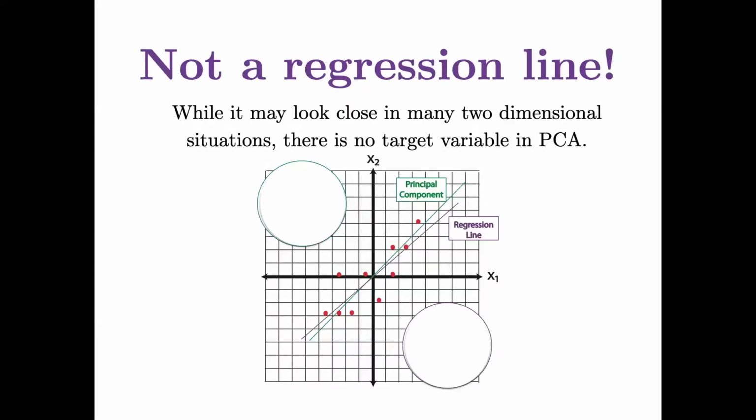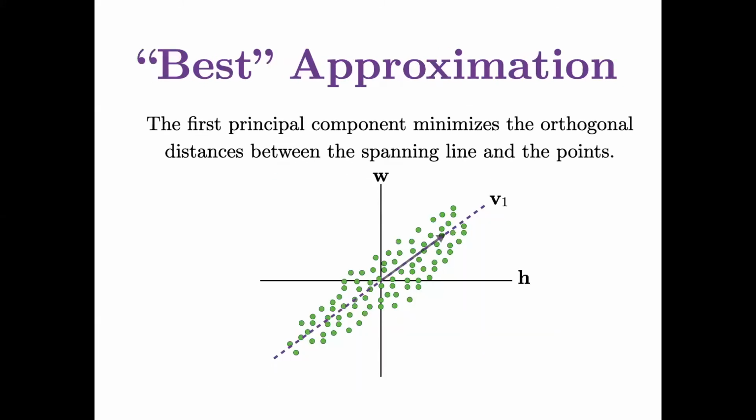And this is not a regression line. While it may look close when I draw it in two-dimensional situations, there's no target variable in PCA. I am simultaneously trying to represent the information in the height, which is here as H, and weight, W. I'm simultaneously trying to represent the height and weight of participants with just one number.